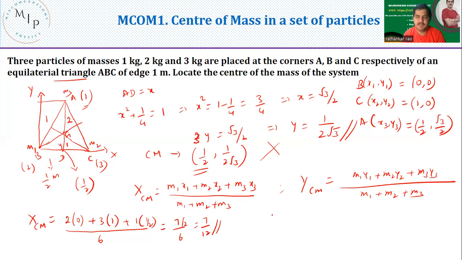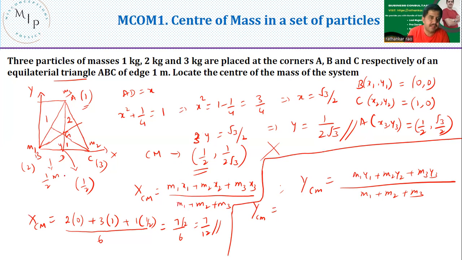Now let us look at YCM. What do we get for YCM? YCM is equal to M1. What's the value of M1? I have used M1 equal to 2 here. I'll use the same value, don't change anything. Into Y1. Y1 is 0 once again, origin. Plus M2, which is 3, multiplied by Y2. Y2 is 0.